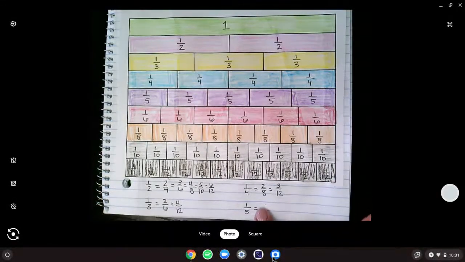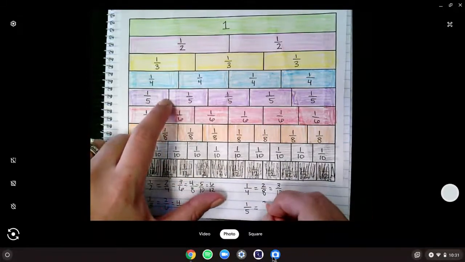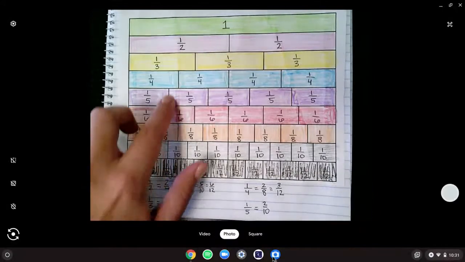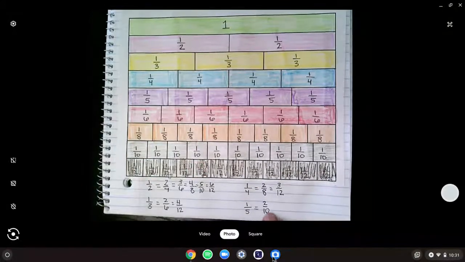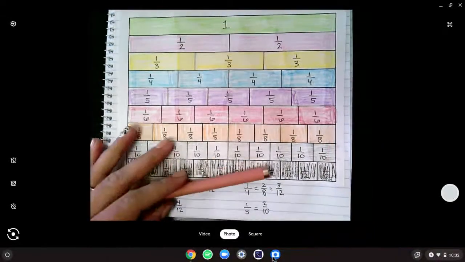All right, what about the 1/5? What did you find was equivalent? Adam? 2/10 does equal 1/5. 2/10. 1/5. Could we use anything else for that one? No, that was it. Good work, fourth grade friends.